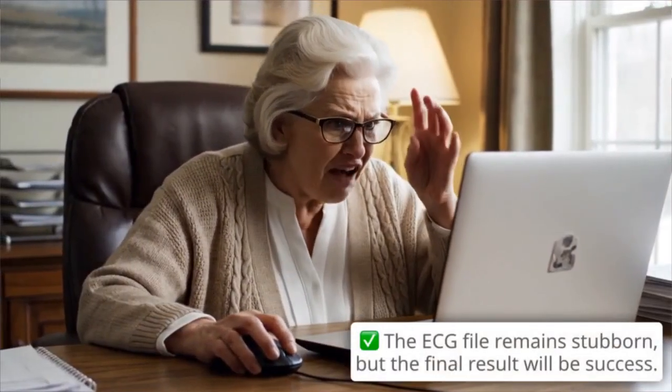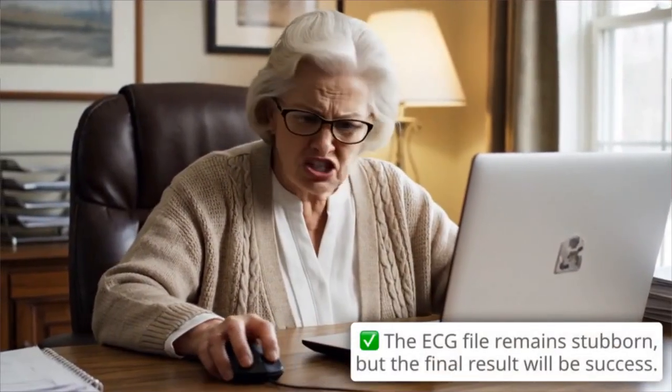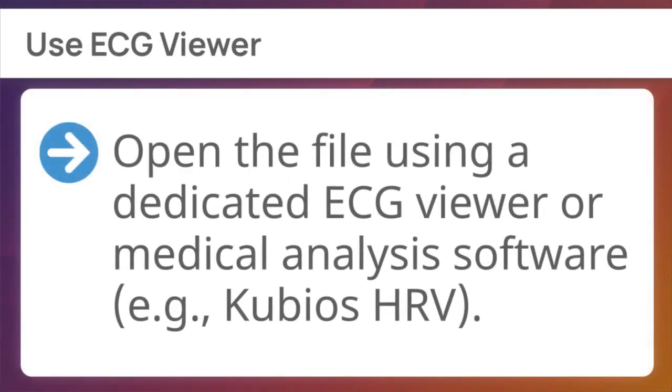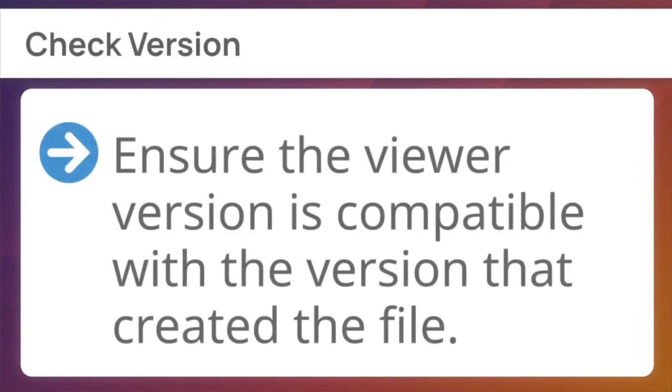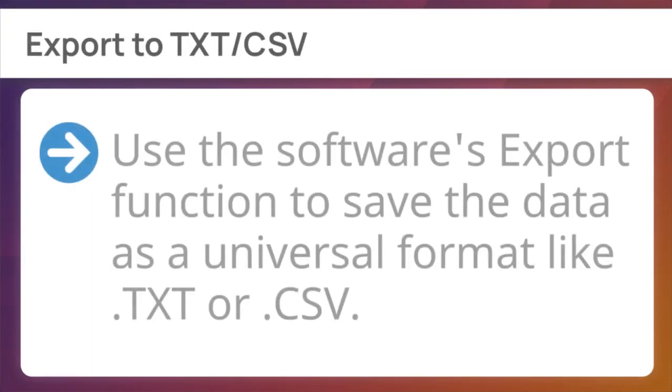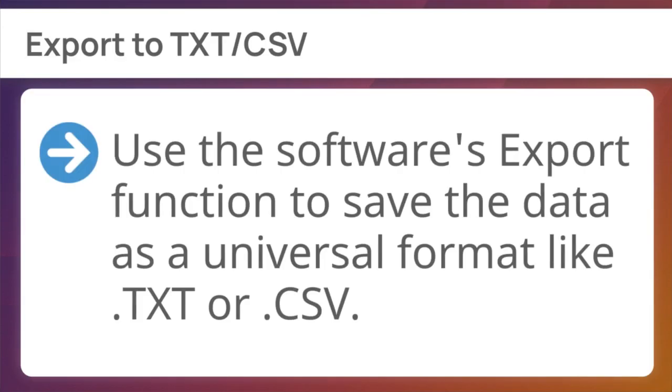Let's run these focus tests on the common failure points to locate where the issue with the ECG file begins. First, use ECG Viewer. Open the file using a dedicated ECG viewer or medical analysis software, e.g. Kubios HRV. Next, check version. Ensure the viewer version is compatible with the version that created the file. Finally, export to TXT CSV. Use the software's export function to save the data as a universal format like .txt or CSV.